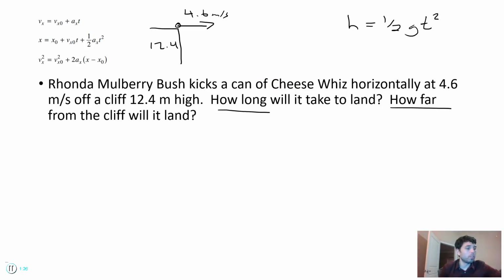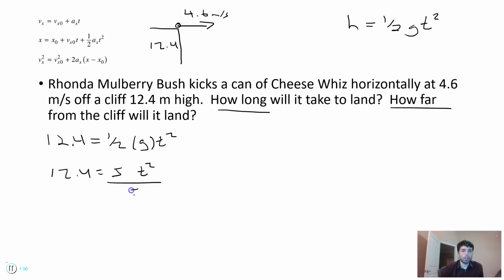My calculator right here. Get that ready to go. So we're going to do the height of the cliff is 12.4 meters. So equal 1/2 g is 10. And then t squared. Half of 10 is 5, so 12.4 equals 5 times t squared. I'm going to divide by 5 both sides. T squared is going to be 2.48.